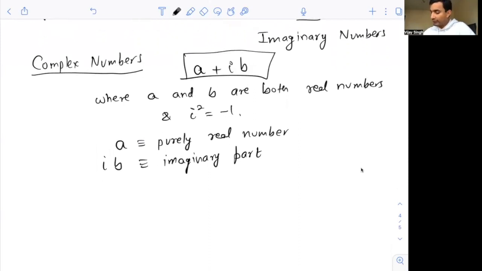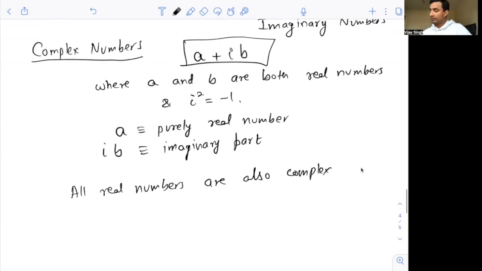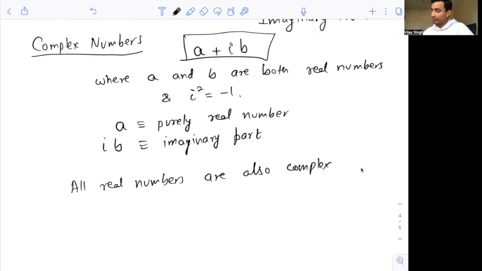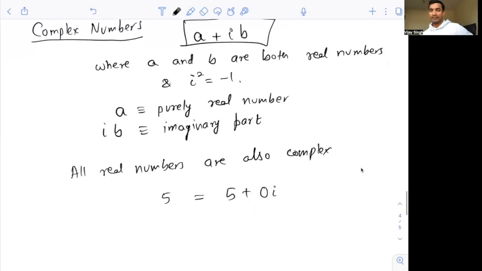By the way, all real numbers are also complex numbers. So the complex numbers are the larger set. Real numbers come inside the set of complex numbers, because if you take any real number, let's say, for example, 5, this number can always be written as 5 plus 0 times i, because 0 multiplied by any number is 0. So 5 can always be written as 5 plus 0i.